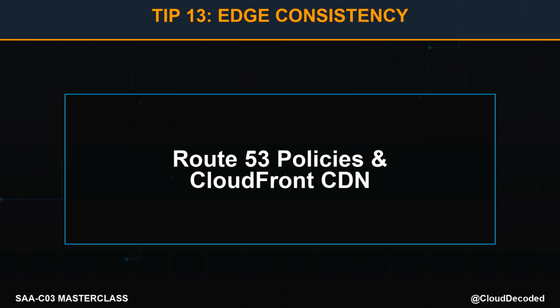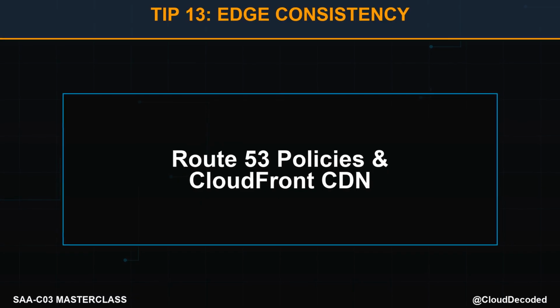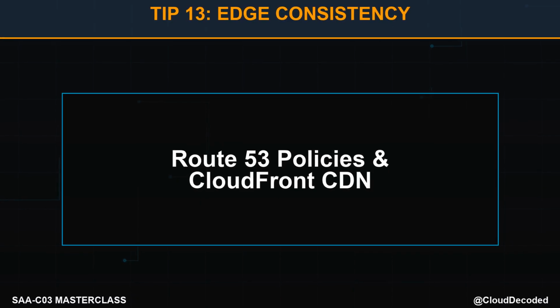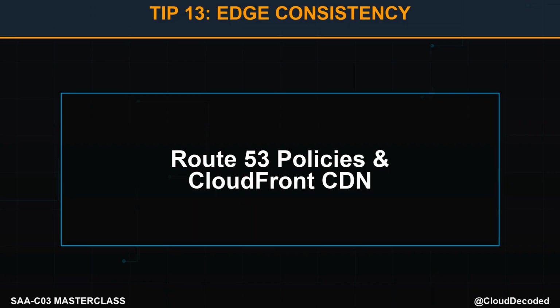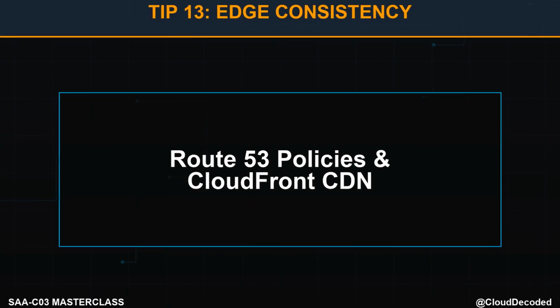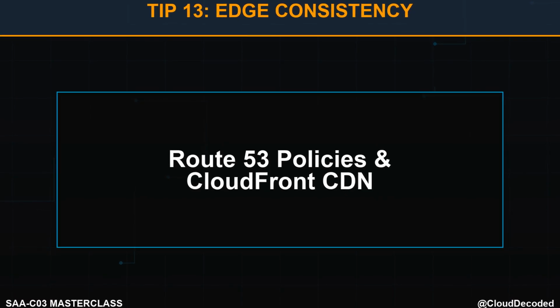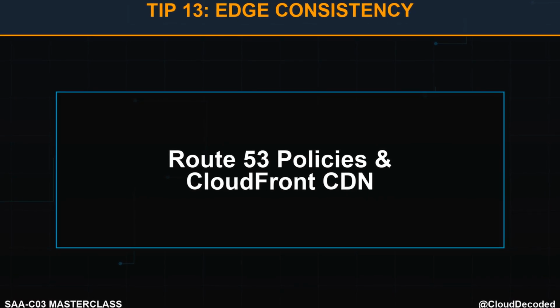CloudFront caches content at edge locations closer to your users, reducing latency and offloading traffic from your origin servers like S3 or EC2. If global users and low latency are mentioned together, CloudFront is almost always part of the answer.